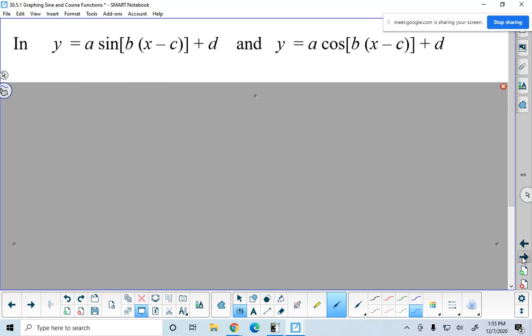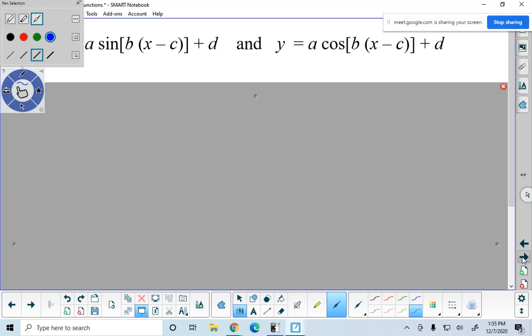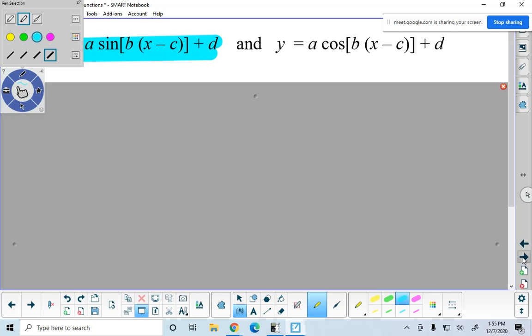So rather than having A sine of B bracket x minus h bracket plus k, we have A sine of bracket B bracket x minus c bracket plus d. You're just going to have to get used to this. And by the way, both of these are on your formula sheet. This is on your formula sheet, and so is this.